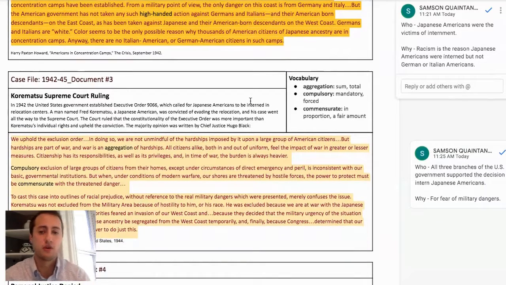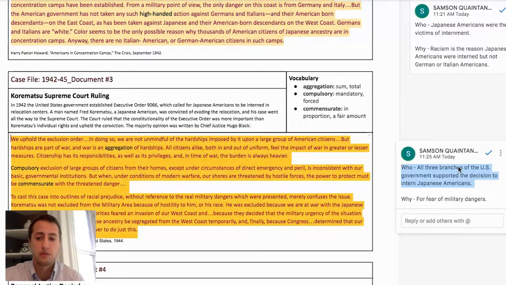In the Korematsu Supreme Court ruling, you get a deeper understanding of who's involved in imprisoning these many Americans. It expands to not just the president's executive order, but to the whole government, because the Supreme Court allowed it to happen, the Congress approved it, and the president ordered it. So all 3 of the branches of government are involved.